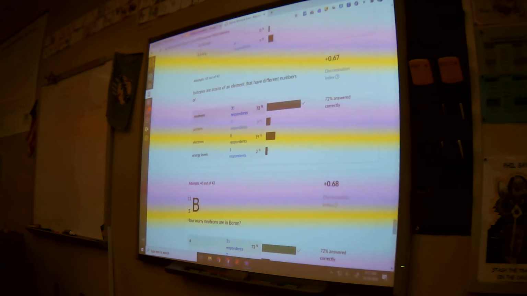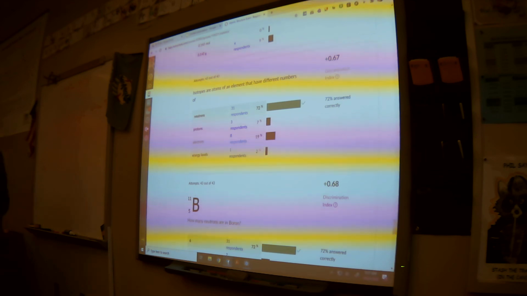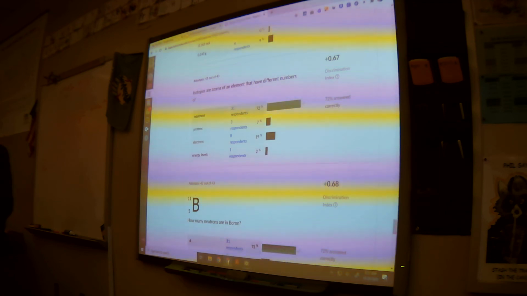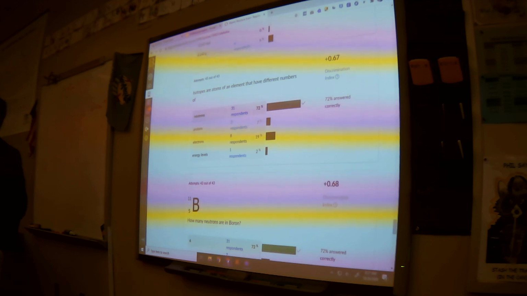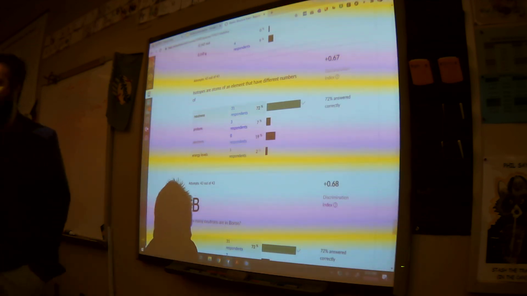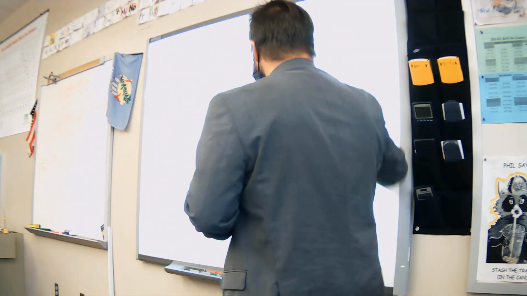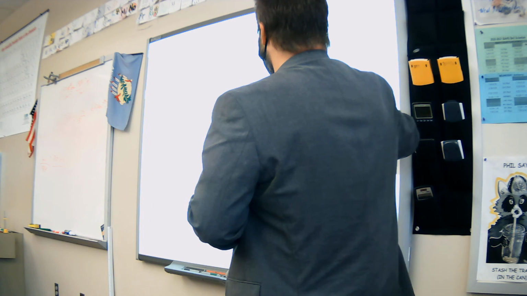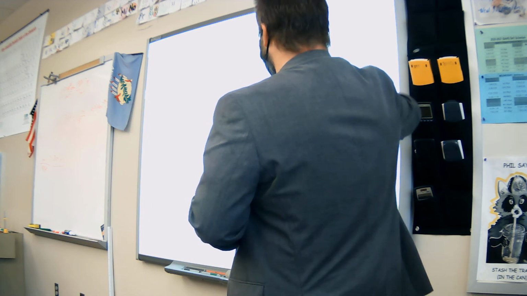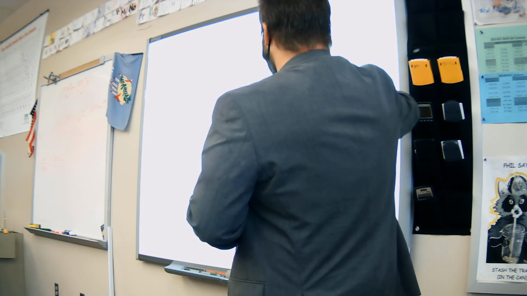Isotopes of an atom of an element have different numbers of what? If you have an isotope, it's different numbers of neutrons. Ions are positively or negatively charged, which means a different number of electrons. And if it's a different element altogether, you have a different number of protons. There we go. How many neutrons are in boron? We've kind of already gone over that a bit.